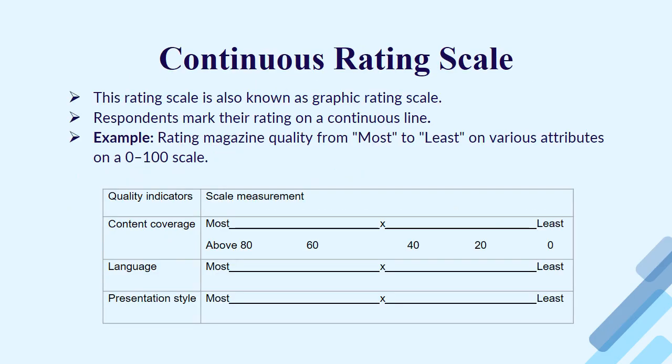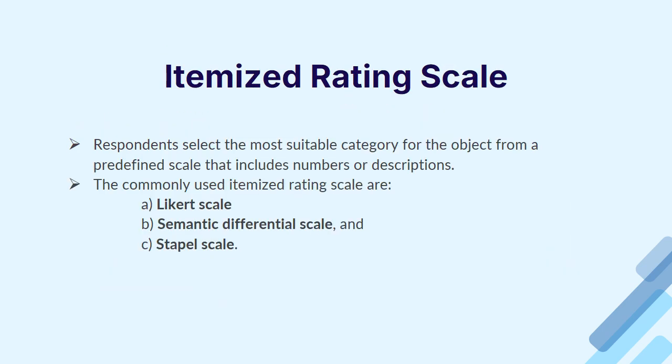So first we have continuous rating scale, also known as graphic scale, where respondents mark their rating on a continuous line. For example, rating magazine quality from most to least on various attributes on a 0 to 100 scale. Next we have itemized rating scale, where respondents select from predefined categories that includes numbers or descriptions. The commonly used itemized rating scales are Likert scale, semantic differential scale, and staple scale.